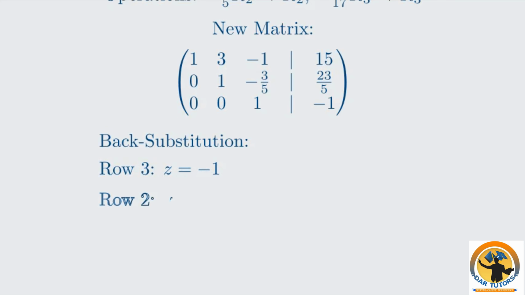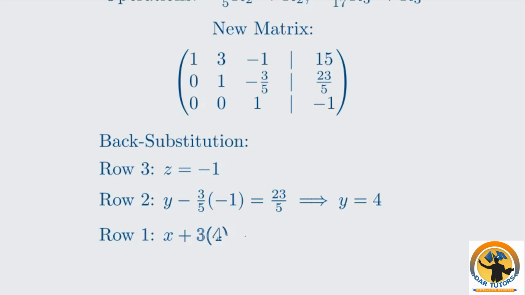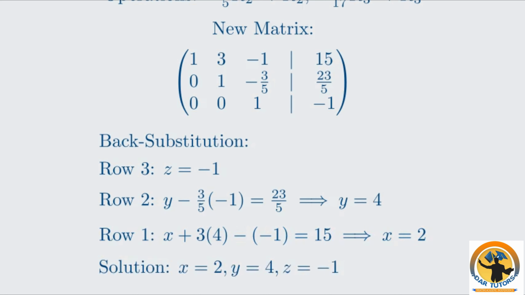Substituting this into the second row's equation, y minus 3/5 times -1 equals 23/5, which gives y equals 4. Substituting both z and y into the first row's equation, x plus 3 times 4 minus -1 equals 15, which gives x equals 2. The unique solution is x equals 2, y equals 4, and z equals -1.